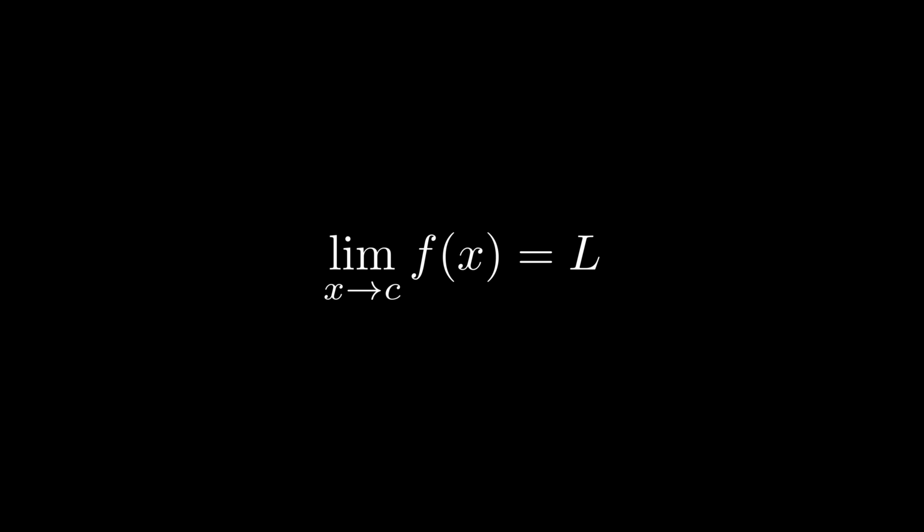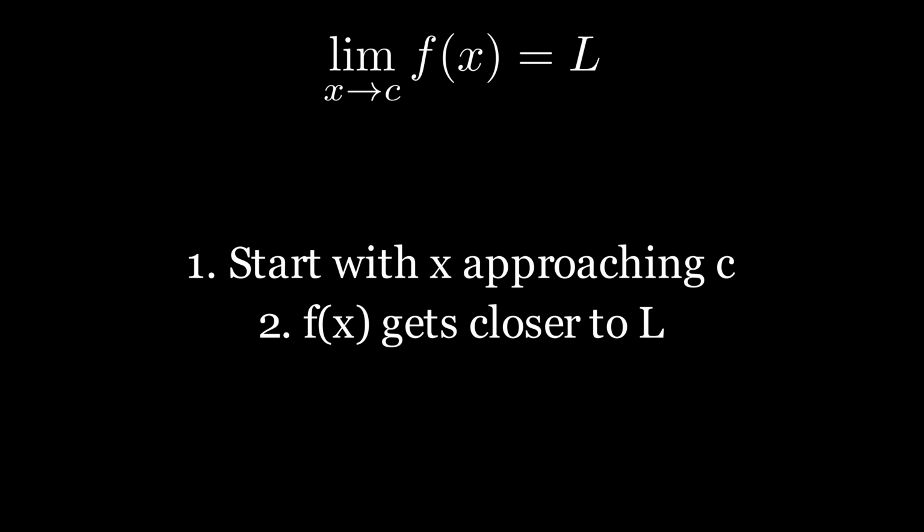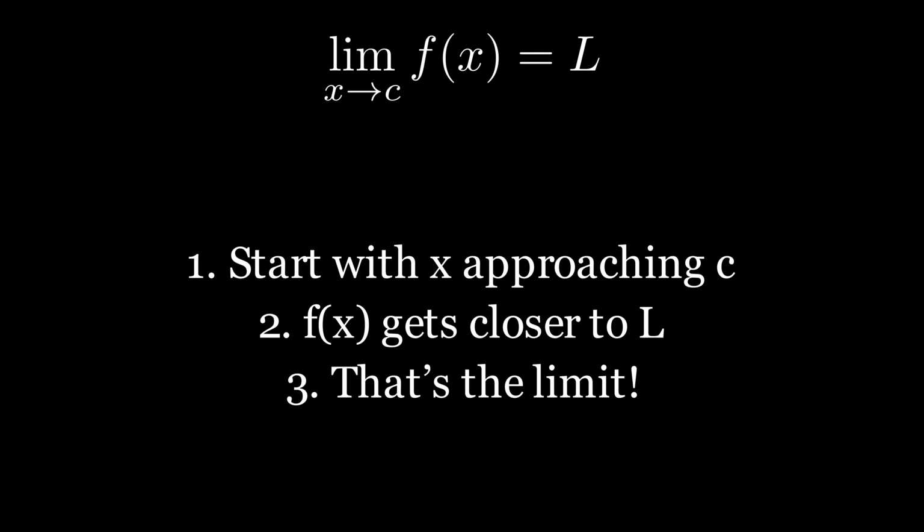The notation, the limit of f of x as x approaches c is equal to L, means that as x gets closer and closer to some value c, the output of the function approaches the value L. Let's break this process into 3 steps. Start with x approaching c. Then, we observe how the function moves closer to L. The last step is to conclude that L is the limit as long as both sides agree. This definition gives us a structured way to describe the behavior of a function, even at points where it may not be well defined.